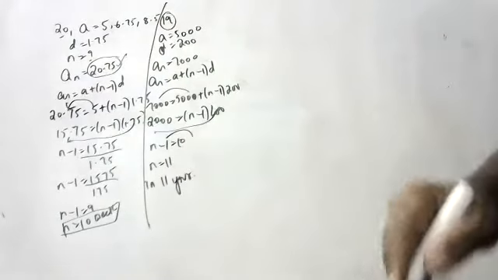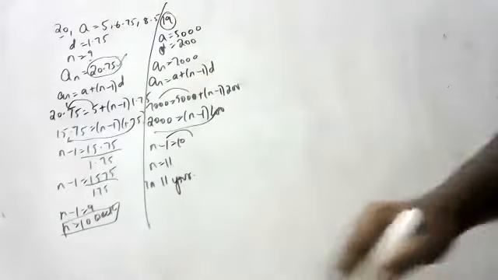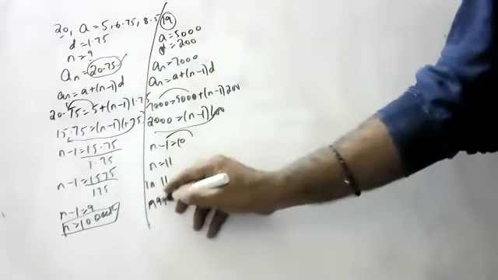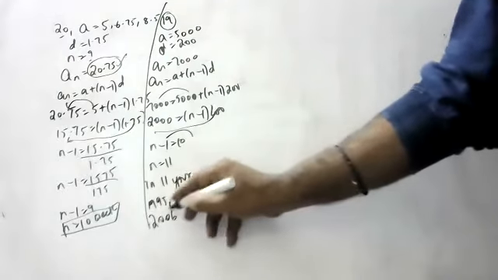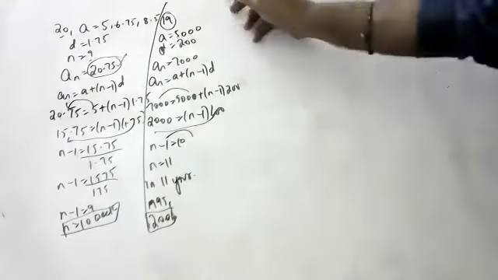In 11 years, his salary will become 7,000. So he started in 1995, which means in 2006, his salary will become 7,000.